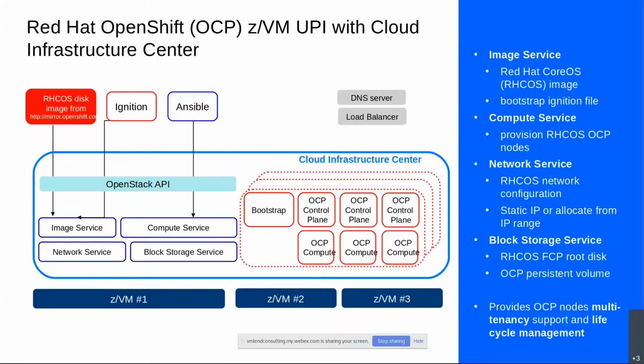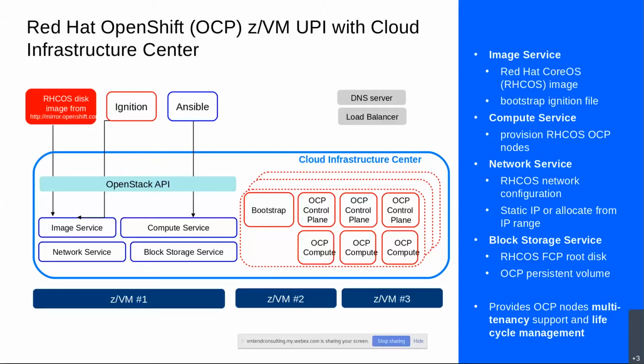So, next chart. Let's have an overview of z/VM UPI with Cloud Infrastructure Center. As you can see in this chart, Cloud Infrastructure Center can manage multiple z/VM LPARs and the lifecycle of OpenShift Container Platform nodes. For OpenShift Container Platform installation, Cloud Infrastructure Center provides an image service to manage Red Hat CoreOS images, and also ignition config files.